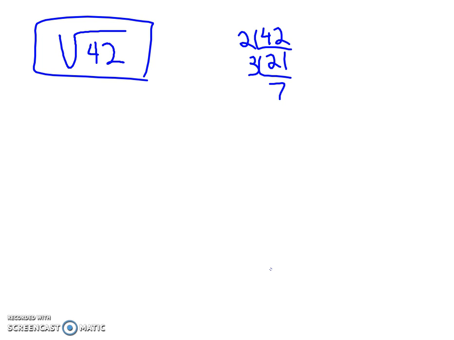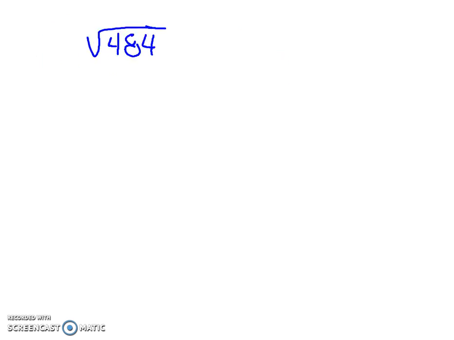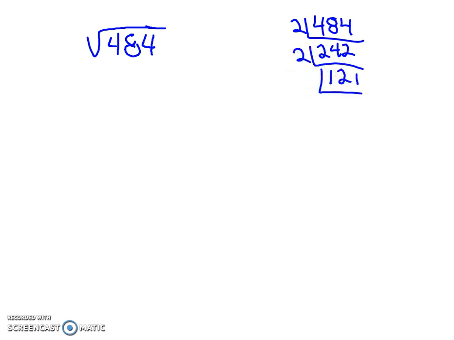Fair enough? Let's see if there's another one. 484. So here we go. That'll be an ugly one. 484. It's going to divide by 2. You get 242. That divides by 2 again. You get 121. That doesn't divide by 2 anymore, does it? Okay. Does it divide by 3? No. 5? No. Shoot. Next prime number is 7. Does it divide by 7?